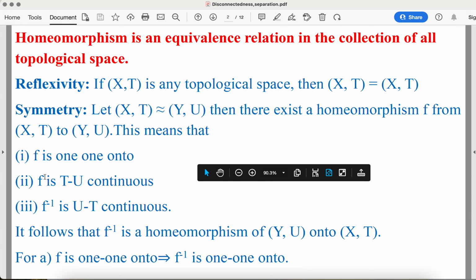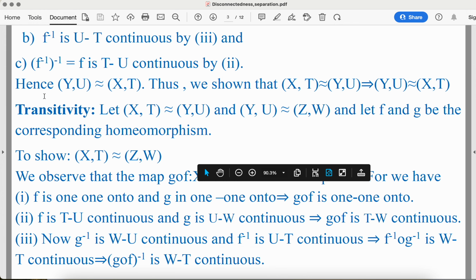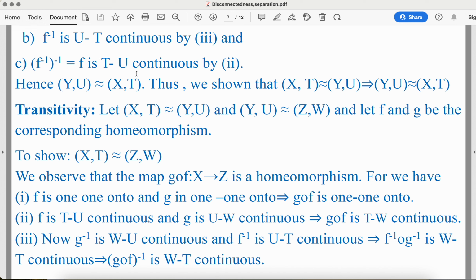f is nothing but the inverse of f inverse. So second, f inverse is U-T continuous by 3, and the inverse of f inverse is f, it is T-U continuous by 2. So it means topological space (Y,U) is homeomorphic to topological space (X,T). So we have shown that if (X,T) is homeomorphic to (Y,U), then (Y,U) is homeomorphic to (X,T).